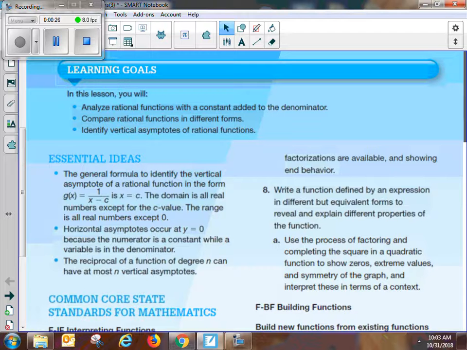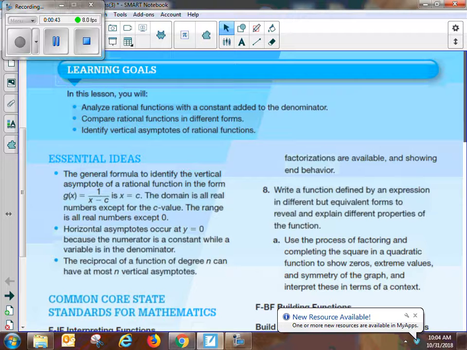What if I did 1 over x squared? Where am I? 1 and 2, awesome. So when I did 1 over x squared, I knew my domain is all real numbers except 0. But what was the range for 1 over x squared?